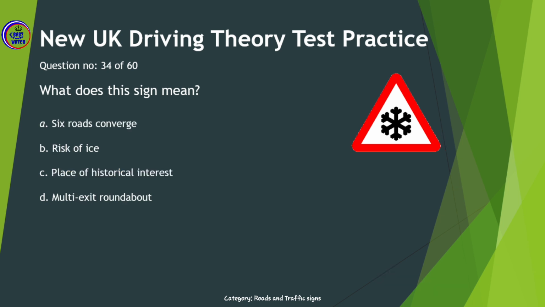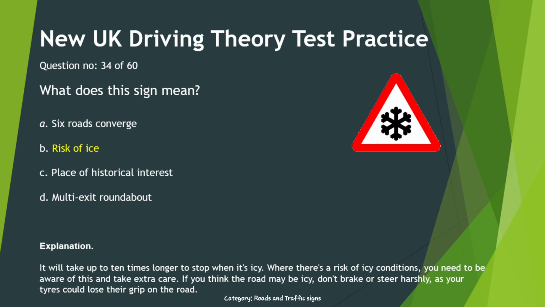Question 34 of 60. What does this sign mean? A. 6 roads converge. B. Risk of ice. C. Place of historical interest. D. Multi-exit roundabout. The correct answer is B. Risk of ice. Explanation. It will take up to 10 times longer to stop when it's icy. Where there's a risk of icy conditions, you need to be aware of this and take extra care. If you think the road may be icy, don't brake or steer harshly, as your tires could lose their grip on the road.